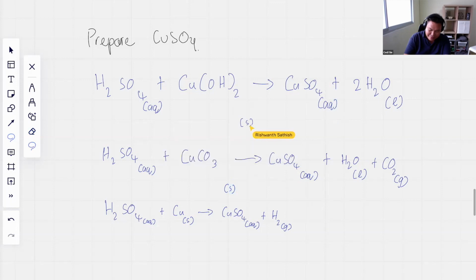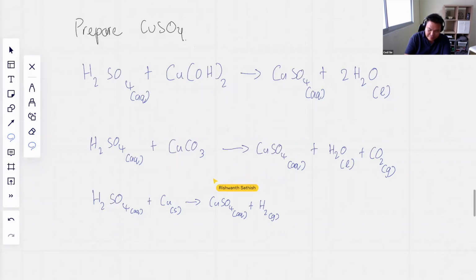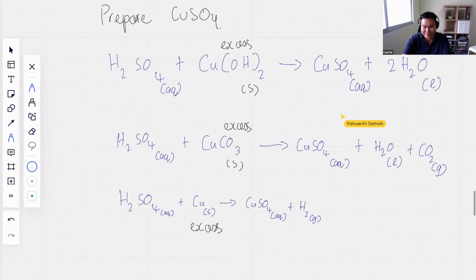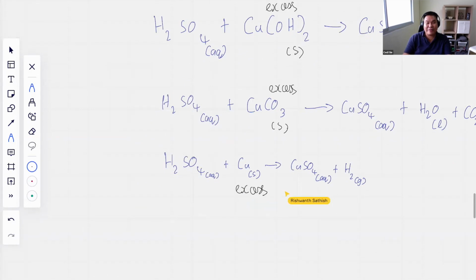Who must be in excess here? This thing must be in excess. The solid must be in excess. Why? So that you can guarantee that no more H+ is left over. That means when you do filtration, what do you have in the filtrate? It was filtrate and residue, right? Filtrate is the one that passes through, the soluble one.